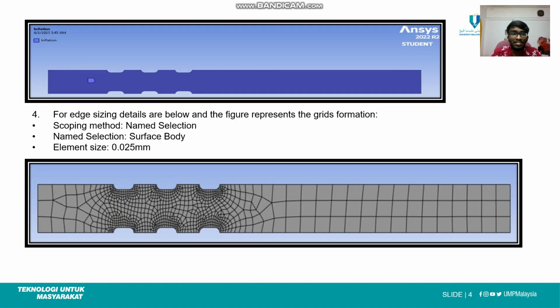For the fourth step, the edge sizing is represented as follows. The scoping method is name selection, and the name selection is based on the surface body. We need to see the meshing, and the element size is 0.025 mm.